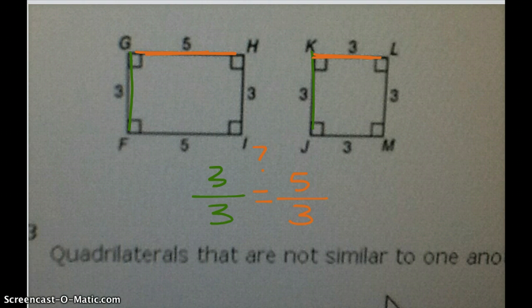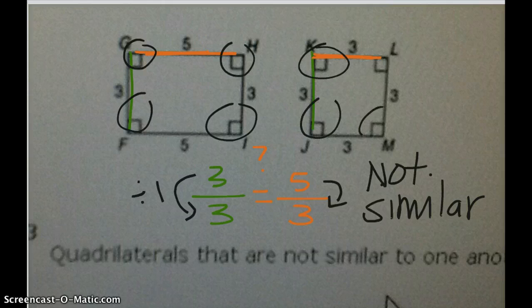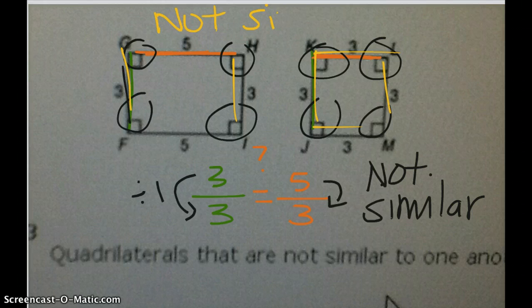If I go from 3 to 3, it's just divided by 1. Over here, from 5 to 3, it is not divided by 1. It's not the same ratio, so these are not similar. They do have the same angle measures, but the side lengths are not proportional. So these are not similar rectangles.